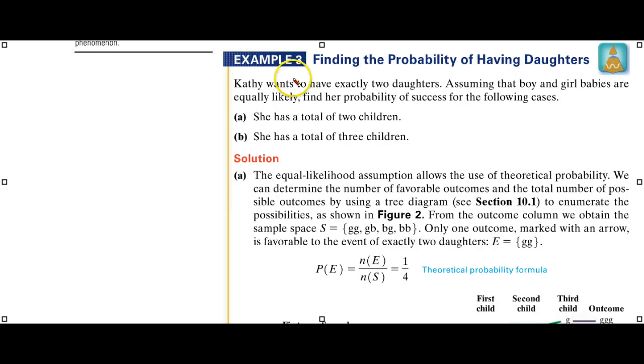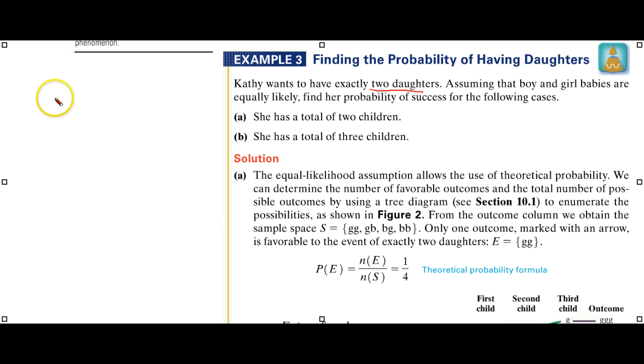Going on to example 3, we want to find the probability of having daughters. Kathy wants to have exactly 2 daughters. Assume that boy and girl babies are equally likely. Find the probability of success for the following cases. She has a total of 2 children.